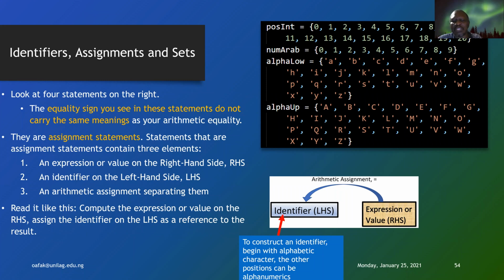The first thing we want to point out is that the equality sign you see in these statements does not carry the same meaning as your arithmetic equality. The equality you've been used to from primary 1 is not the same as this one you are seeing in Python. It is not the same. I cannot emphasize this enough. Just know that when you see an equality sign in Python, it does not carry the same meaning as the meaning that you are used to. The day you are clear about that, you have already moved one step in knowing how to program.